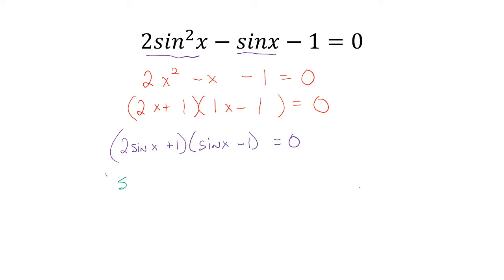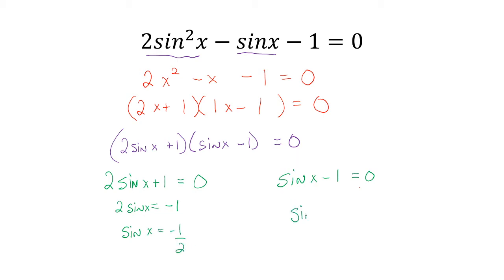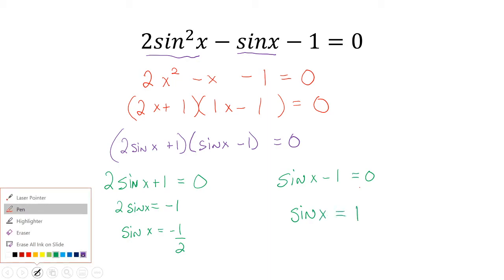So that actually gives us 2 equations. So we get 2 sine x plus 1 equals 0, and sine x minus 1 equals 0. Let's solve both of them. This one, 2 sine x equals negative 1, and sine x equals negative 1/2. Over here, all you got to do is add 1. Sine x equals 1. So we're going to find all of these on our trig chart.